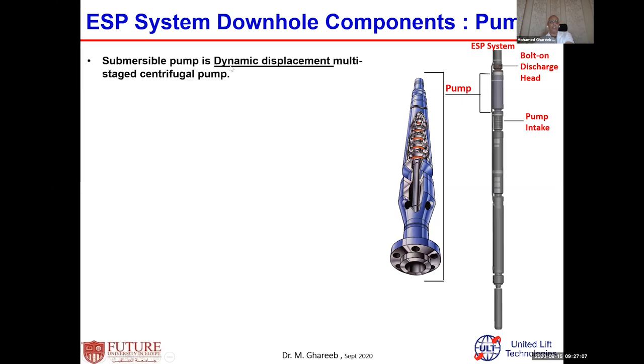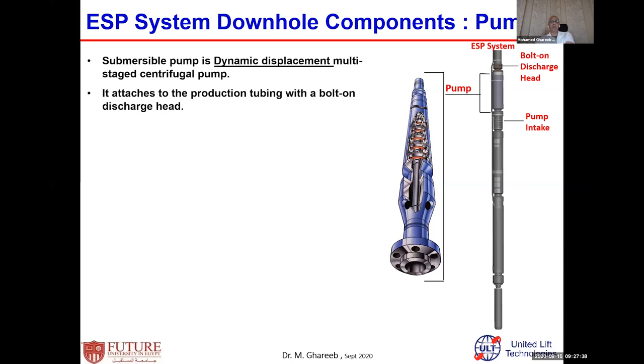The pump is a dynamic displacement pump. Remember, we have positive displacement and dynamic displacement. I will explain now what dynamic displacement is. It is a dynamic displacement, multi-stage centrifugal pump, if you want to define it. The ESP pump, you can say, is a dynamic displacement multi-stage pump. What is the meaning of multi-stage, and what is dynamic?